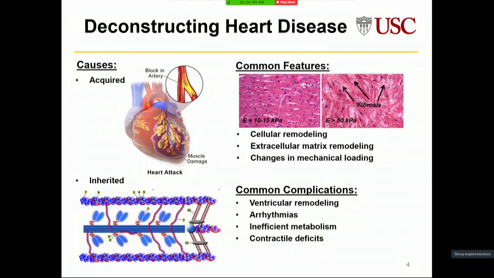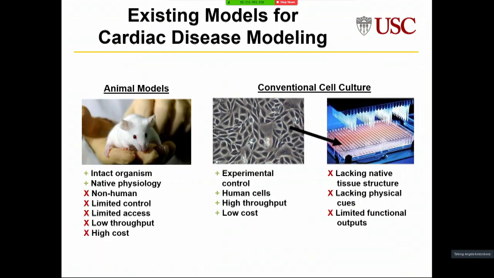elastic modulus. So healthy tissue has an elastic modulus of about 10 kilopascals. This goes up to over 50 in fibrotic conditions. And then changes in mechanical loading, either due to stiffness or changes in afterload or some combination of both. And then on the phenotype side, things that are commonly seen are remodeling of the ventricle, arrhythmias, inefficient metabolism, contractile deficits. All these things are interrelated in some ways, right?